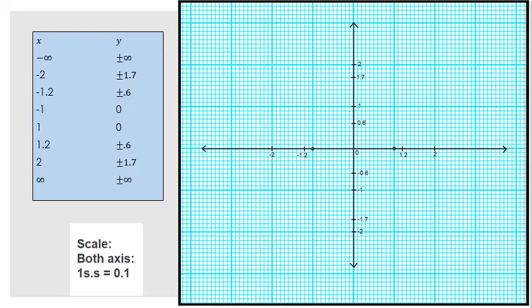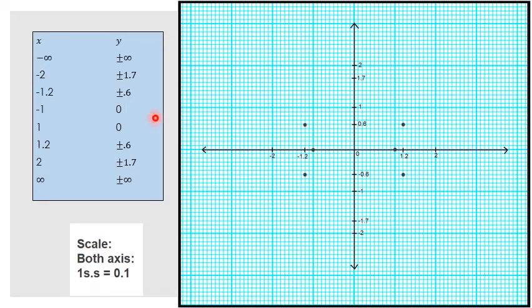Mark it here. Then at x equals minus 2 and x equals 2, the values are plus minus 1.7. So minus 2, this is 1 and 7 more squares, 1.7. Mark it here. This is minus 1 and 7 more squares, minus 1.7. You will mark it here. At 2, this is minus 1.7 and this is 1.7.